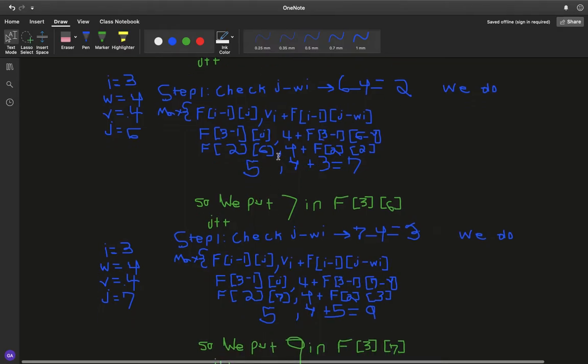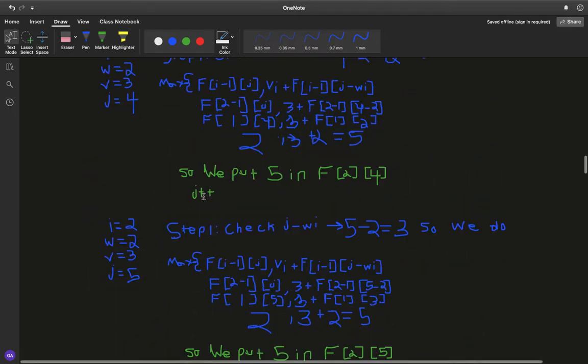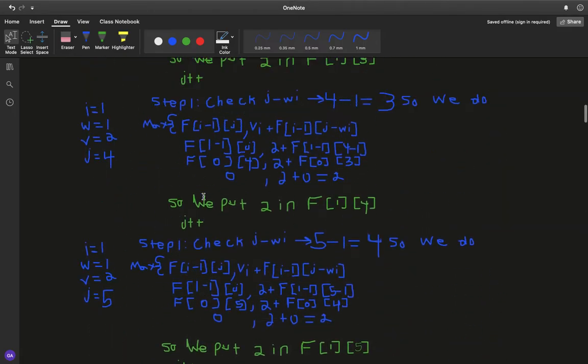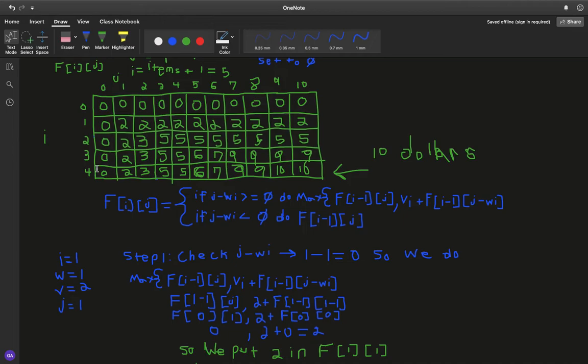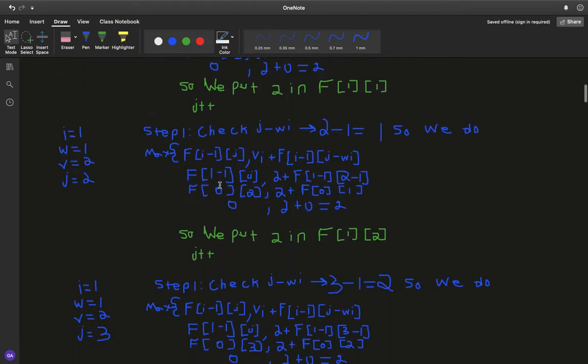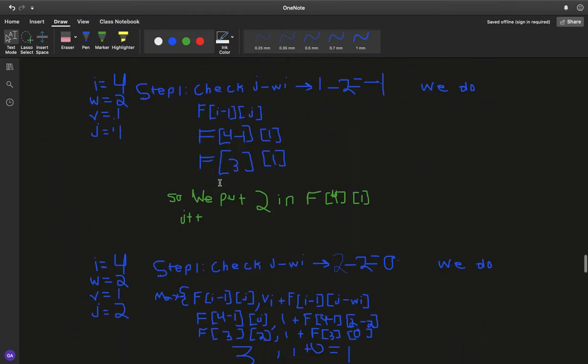5 and 3. So we got 4 plus 3 equals 7. 7 is greater than 5, so we put 7 in f sub 3 of 6. So now we increment j to 8.